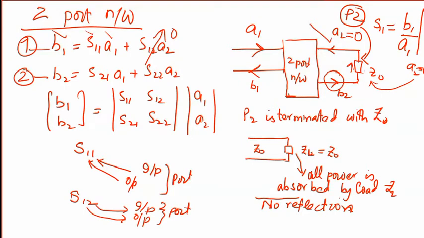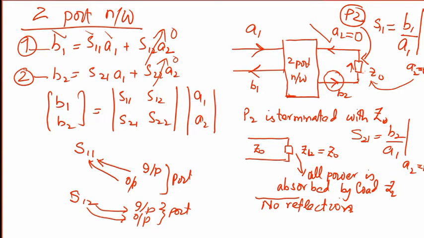Now consider this another one. S21, again in this second equation, this term will also become 0, and S21 will be equal to B2 by A1. Again the condition is A2 equal to 0. Okay, what are S11 and S21? I will be explaining it, but we are moving stepwise.